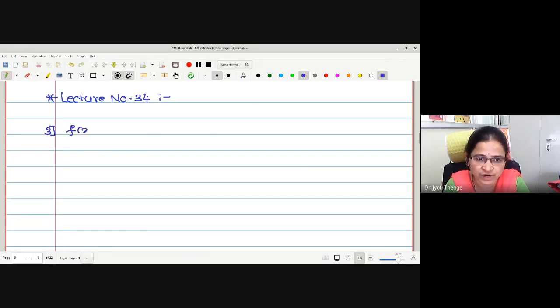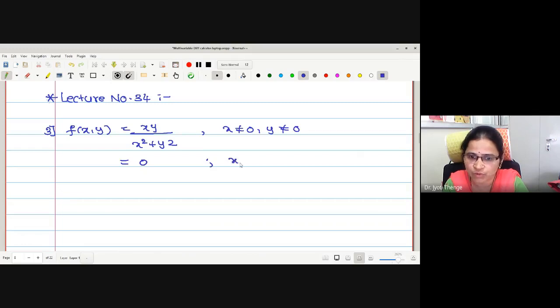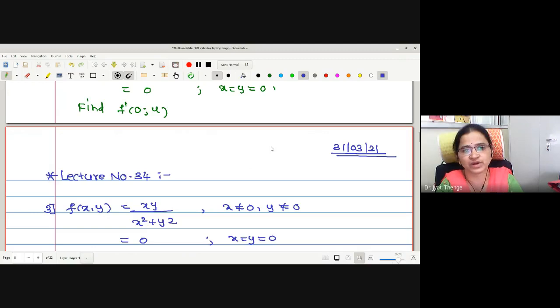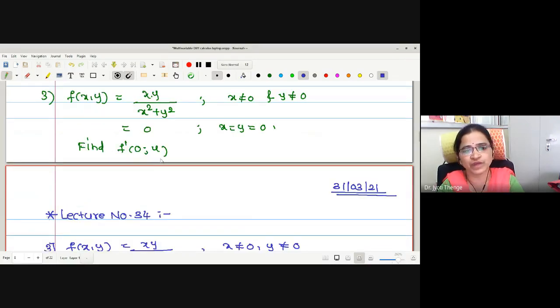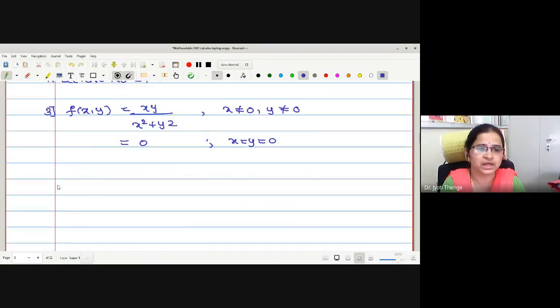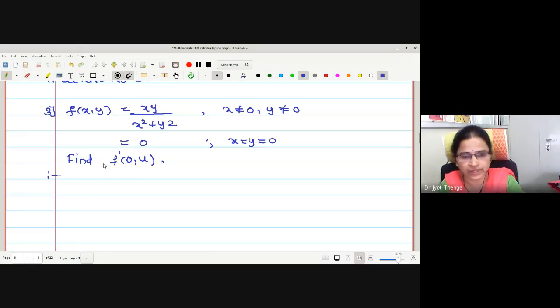Here the function defined is f of (x, y) equal to xy upon x squared plus y squared, where x is not equal to 0 and y is not equal to 0, and is defined to be 0 when x is equal to y is equal to 0. This is the third example, correct? And it is asked to find f dash of (0, u), that is, find the derivative at the origin. So at the origin, we want to find the directional derivative.